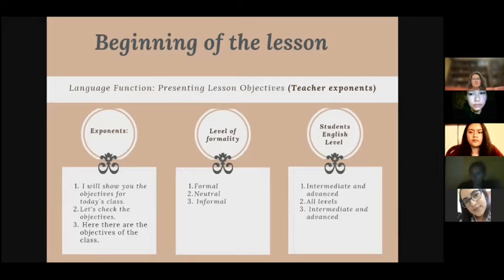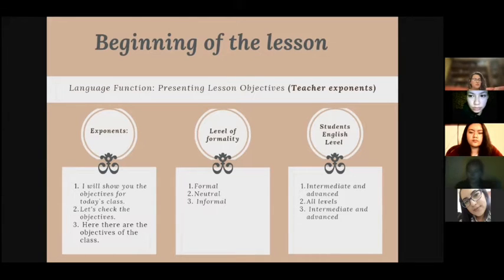In this case, we will explain some teacher's phrases, 3 for each one, and for the 3 levels of formality that are formal, neutral, and informal, taking in mind the student's English level, that are beginners, intermediate, and advanced. So for the beginning of the lesson, we have as a language function presenting lesson objectives. That is a teacher exponent.